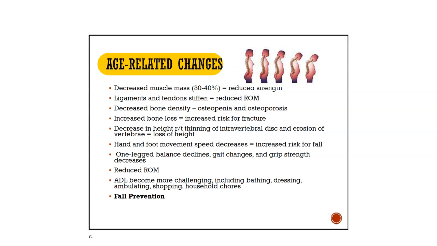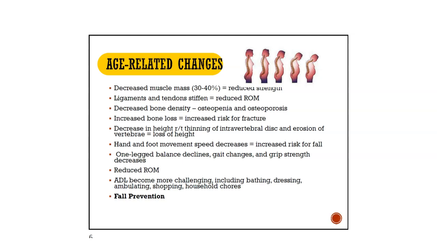Generally speaking, as we age, our muscle mass decreases by 30 to 40%, resulting in reduced strength. So we become weaker as we age. In addition, our movement becomes very limited because of stiffening of our ligaments and tendons. We also have decreased bone density, which leads to osteopenia, and if we don't take care of it, or if it gets worse, it can lead to osteoporosis. Osteoporosis is increased bone loss, and it can lead to a higher risk for fracture.